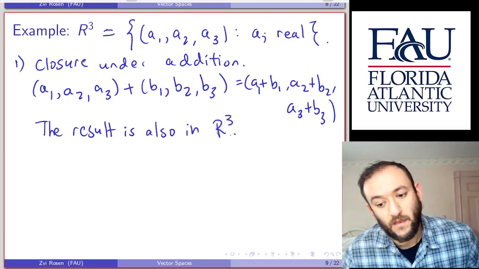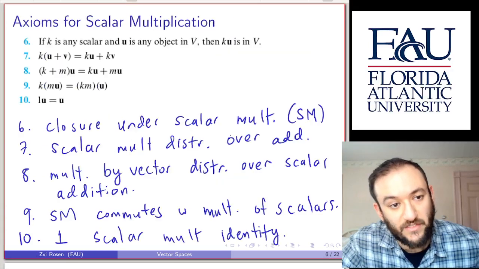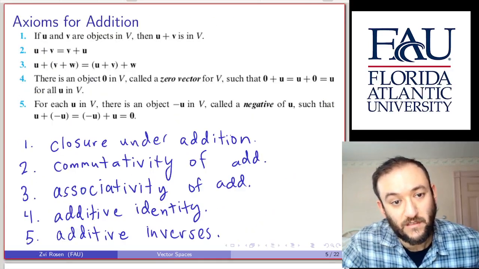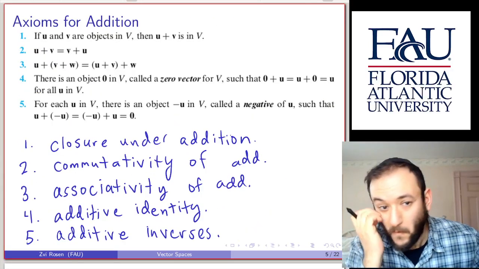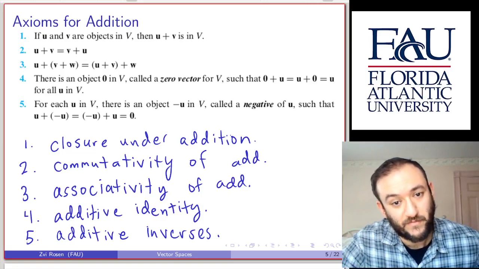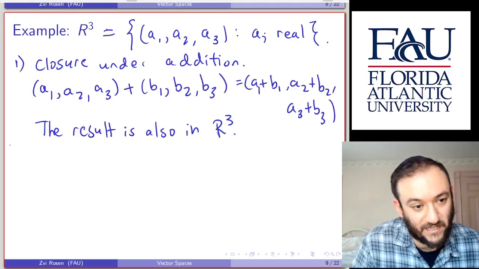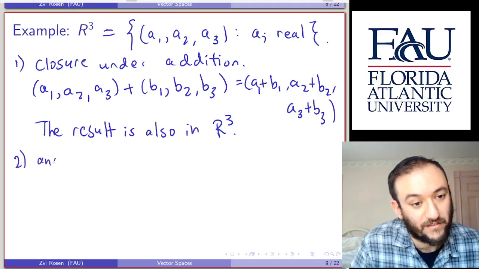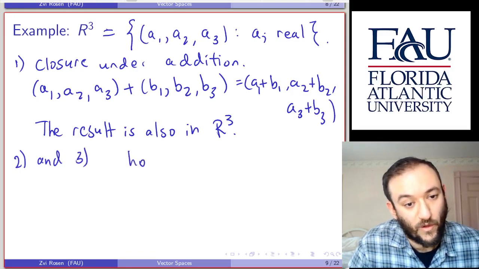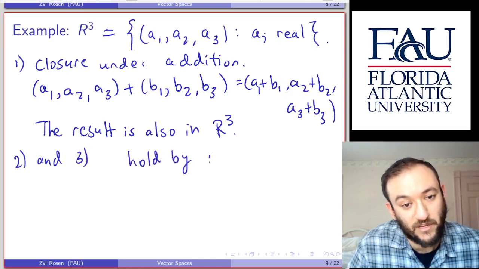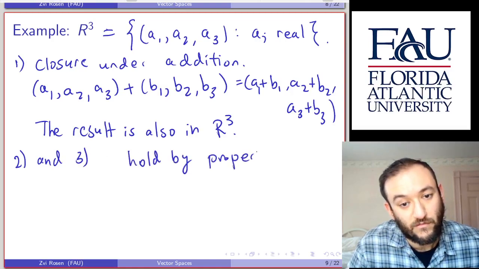Okay. In terms of the other axioms of addition, 2 and 3 hold automatically. Okay, and now we have to confirm that we have an identity and an inverse. 2 and 3 hold by properties of real numbers.